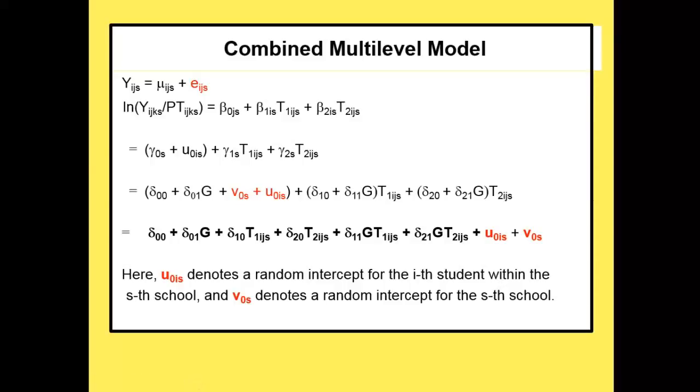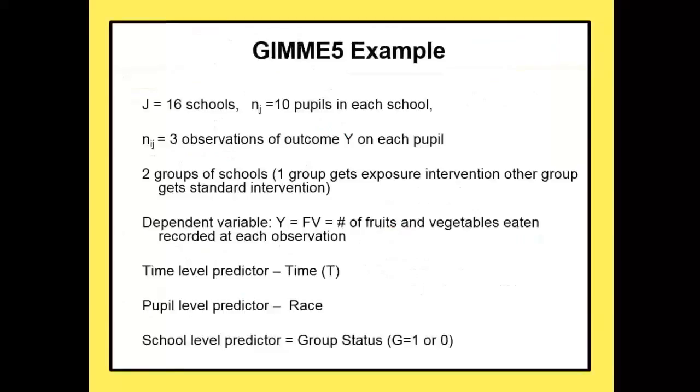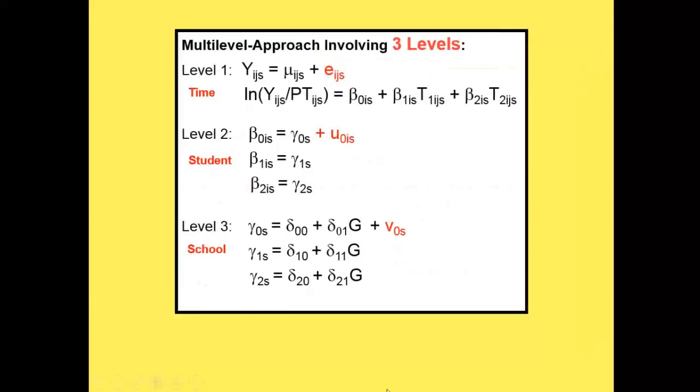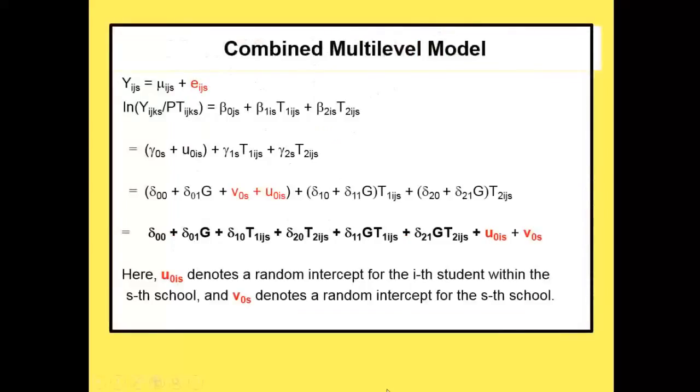Okay. Now, again, if I had added other U's and other V's, the model wouldn't be as simple as this. Now, what is this model saying? You tell me what the model's saying. See, it's got U0IS and V0S.